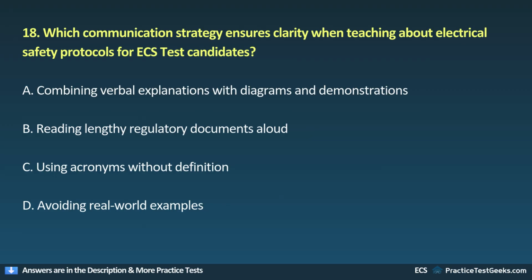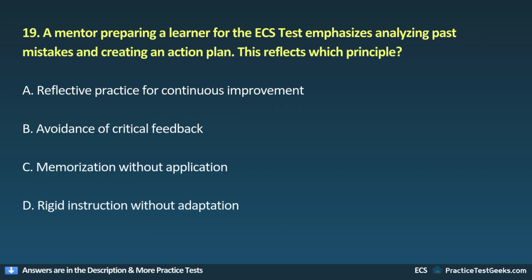18. Which communication strategy ensures clarity when teaching about electrical safety protocols for ECS test candidates? A. Combining verbal explanations with diagrams and demonstrations. B. Reading lengthy regulatory documents aloud. C. Using acronyms without definition. D. Avoiding real-world examples.